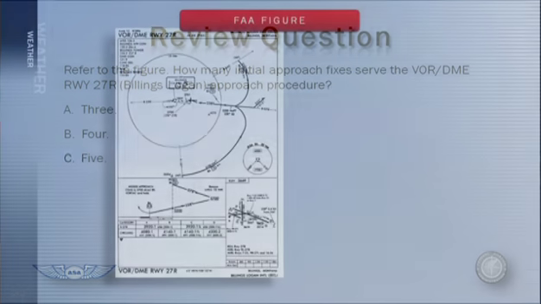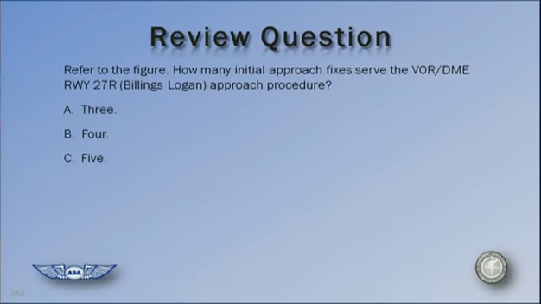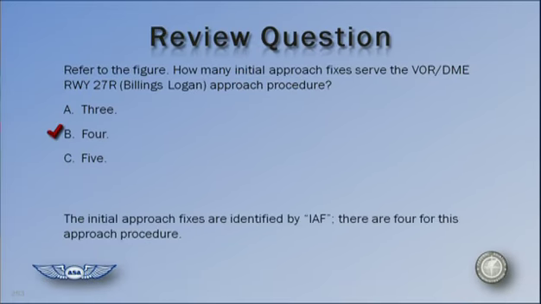Well, let's go to our figure. Zoom in a little bit there. Let's count them up. We have 1, 2, 3, 4 IAFs. We go back to our question, and the answer then is B. The initial approach fixes are identified by IAF, and there are 4 for this approach procedure.